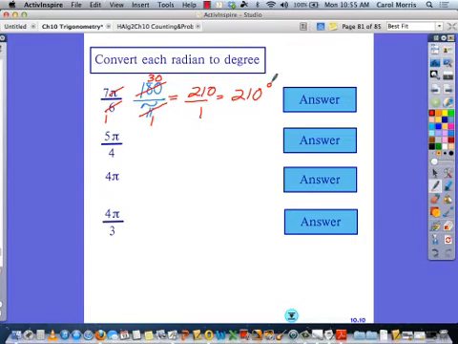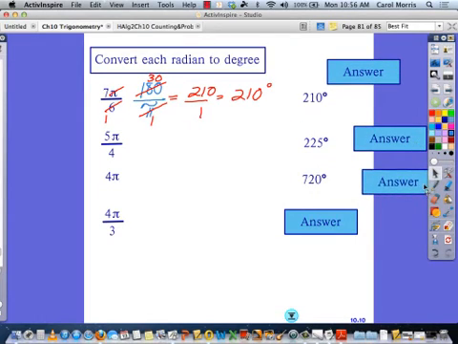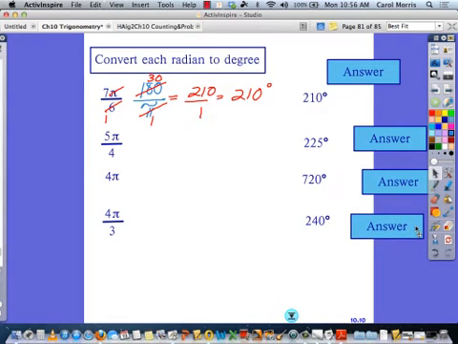Now you will find that some of them cancel better than others due to the multiples and factors that go into each other, but that's just sort of the luck of the draw. 210, 225, 720, and 240. We will expect to do a couple of these in class as well.